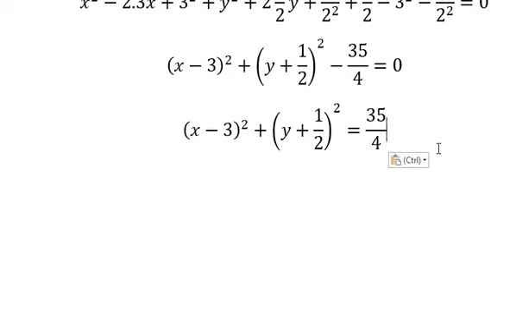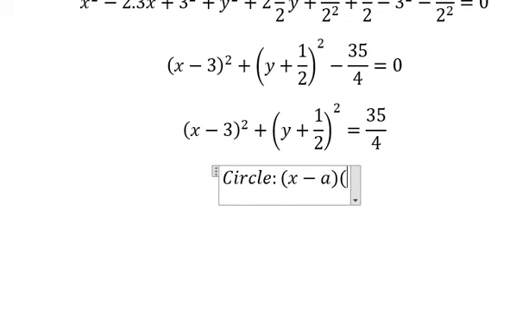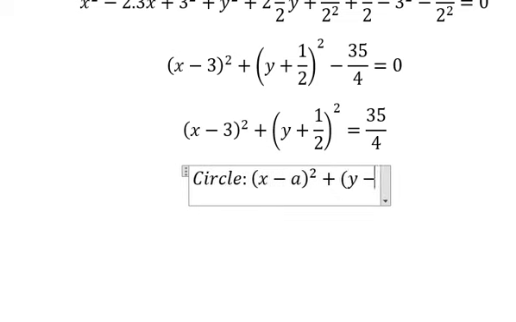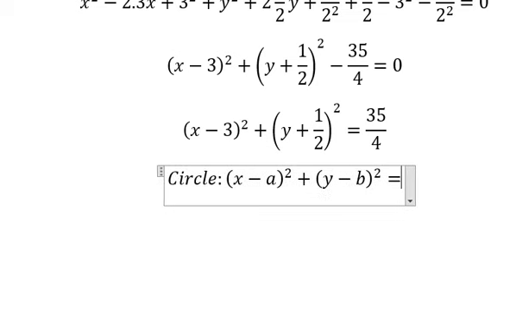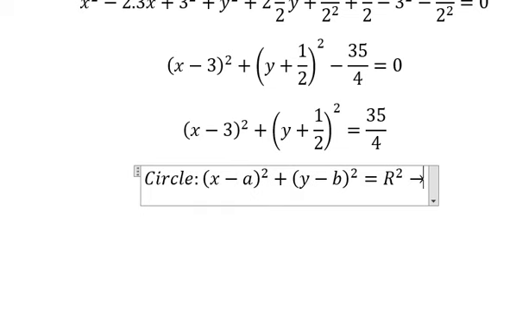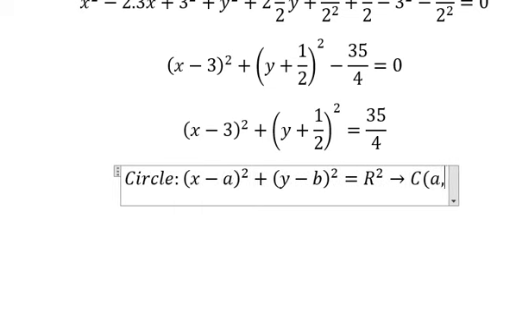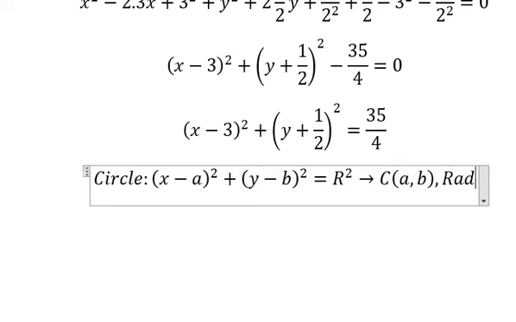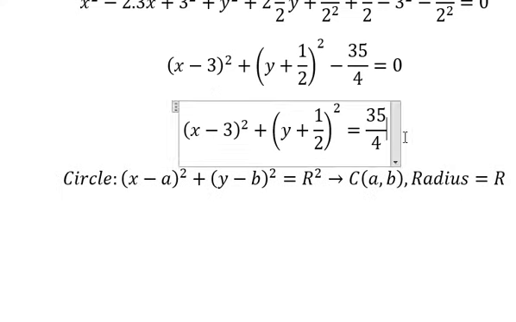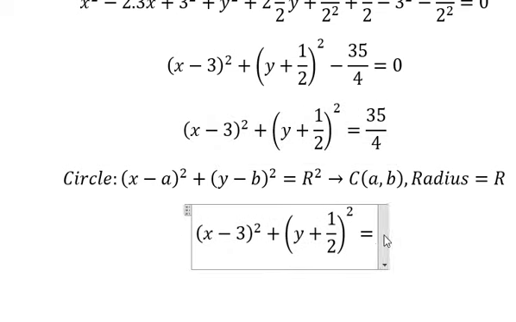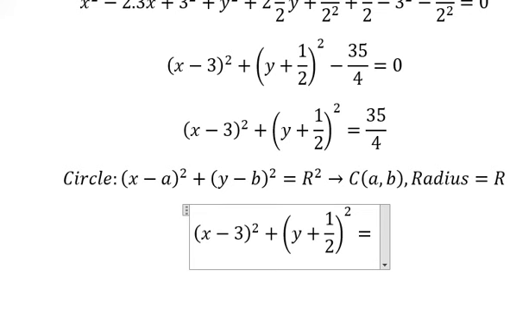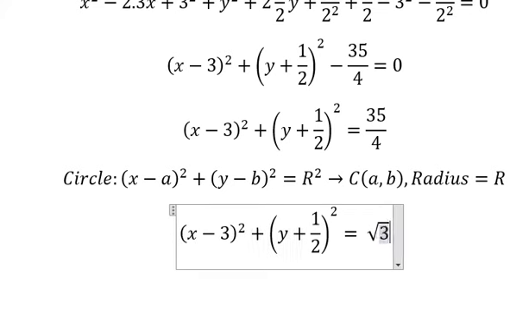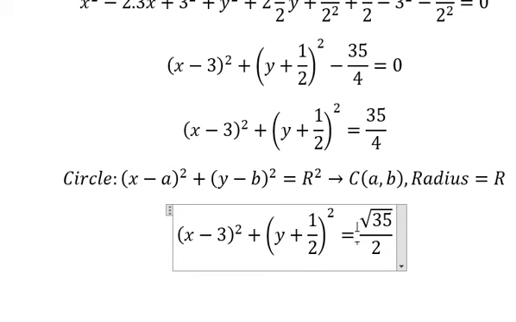And now we have the formula of the circle in here. That is x minus a to the power of 2 plus y minus b to the power of 2 equals r squared. So we know that the center is (a, b), and r is the radius in here. So for this one, this number in here, that is the square root of 35 over 2, everything to the power of 2.